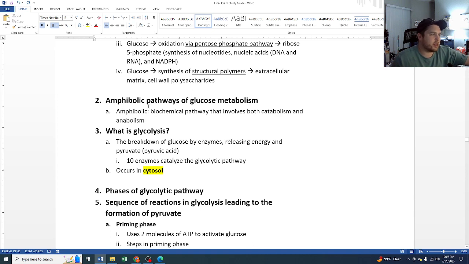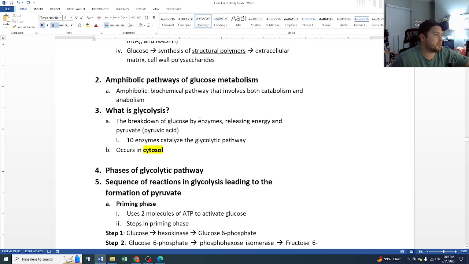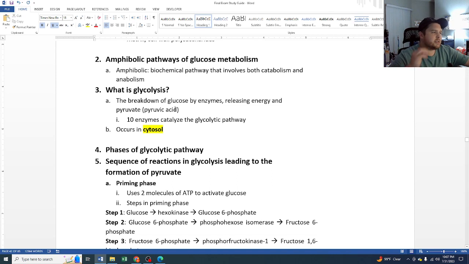We're talking about the amphibolic pathways of glucose metabolism. It's the biochemical pathway that involves both catabolism and anabolism. So what is glycolysis? Glycolysis is the breakdown of glucose by different enzymes. It's going to release energy and pyruvate.